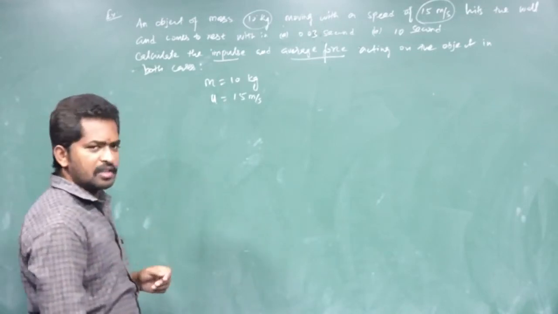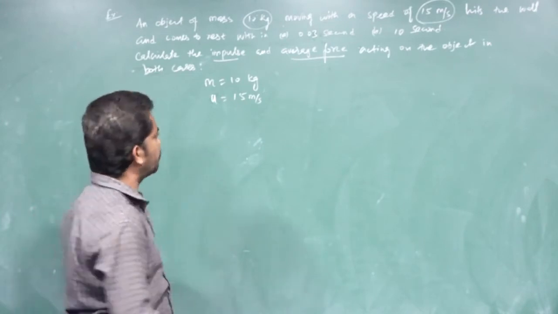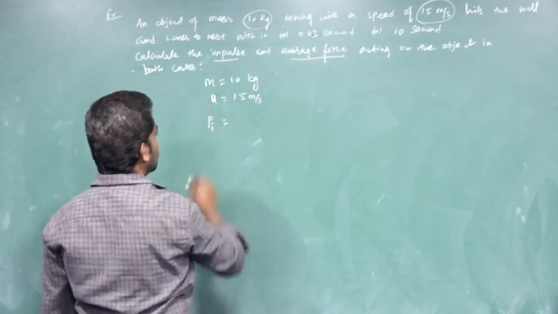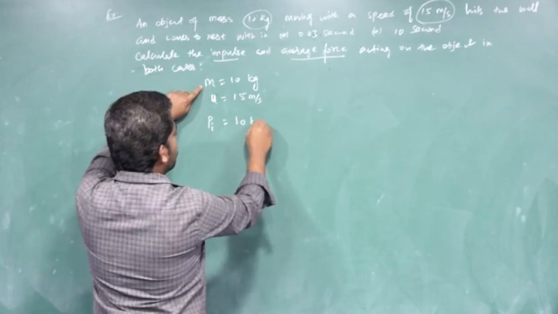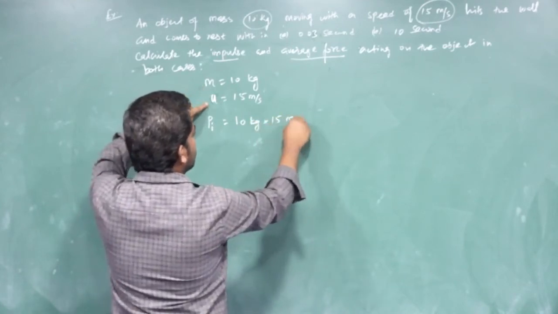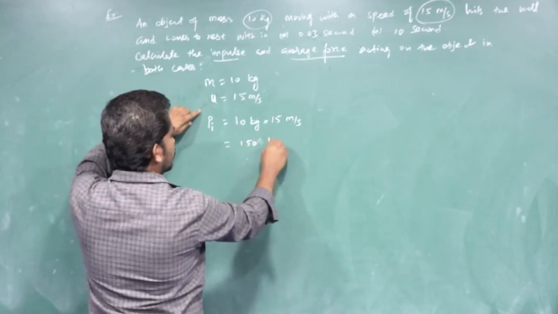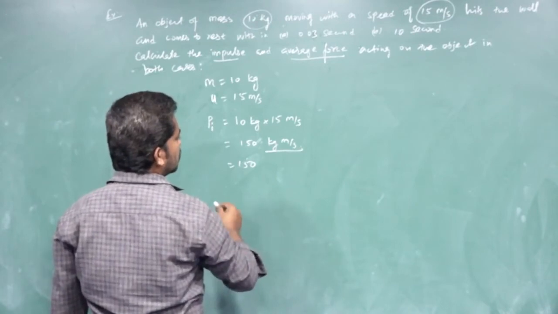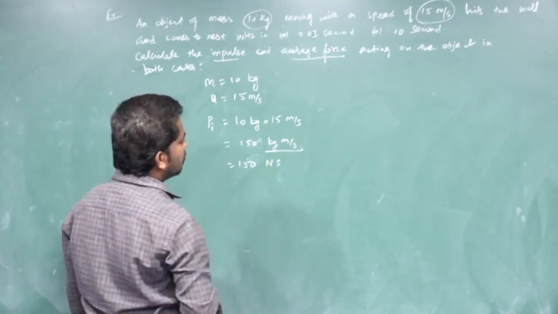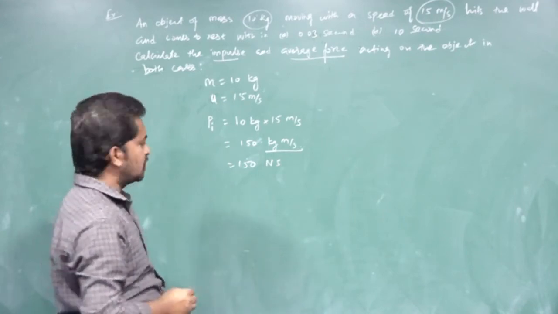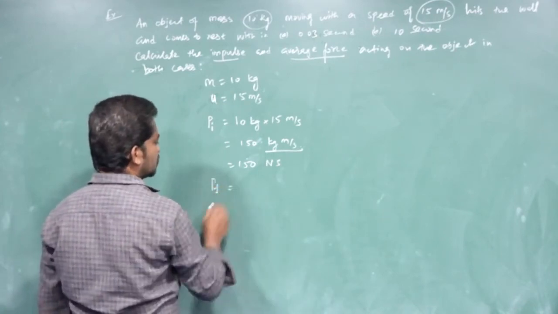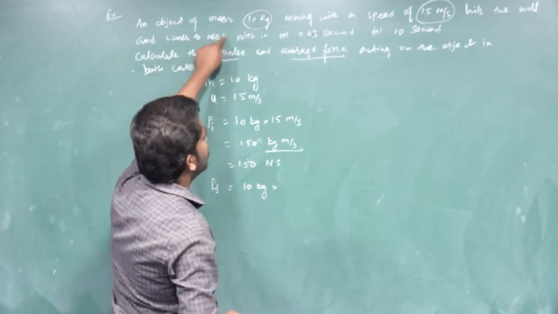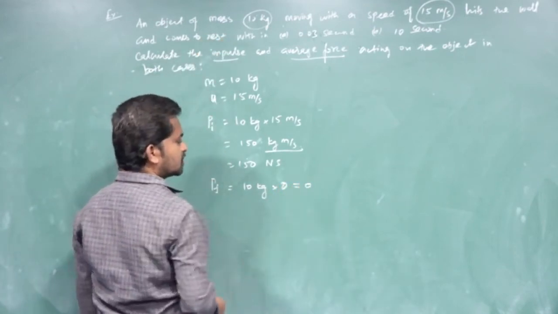First of all, I want to calculate the impulse. Impulse is nothing but the change in momentum. So I want to calculate the initial momentum and the final momentum. What is the initial momentum, P_i? Mass of the object is 10 kg into velocity 15 meters per second, which is equal to 150 kilogram meter per second, which is nothing but Newton second. Kilogram meter per second and Newton second are equivalent units. The final momentum is equal to 10 kilograms times velocity zero, since it comes to rest, so the final velocity is zero.